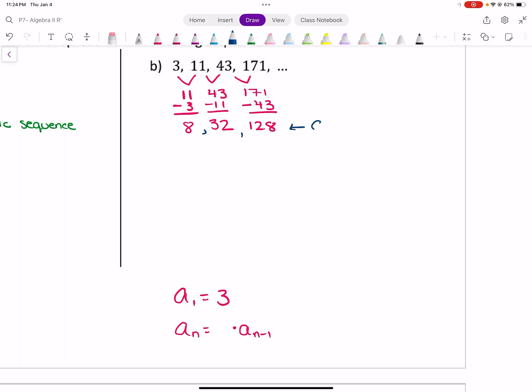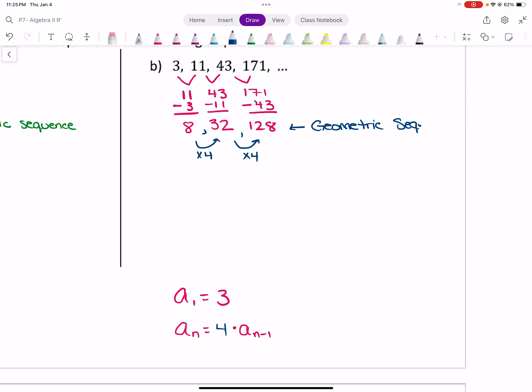So again, this always forms a geometric sequence. So what is the pattern here to get from one number to the next? Geometric means that it's definitely multiplying, and in this case, we are timesing by 4. So the an equals is going to be 4 times an minus 1.